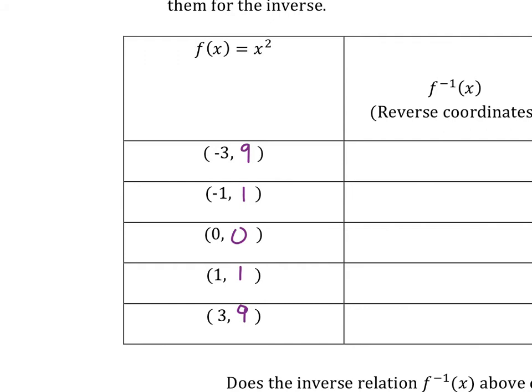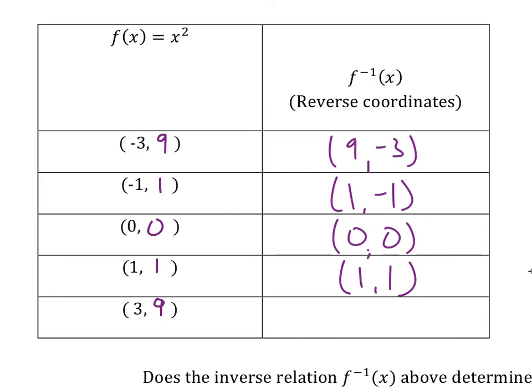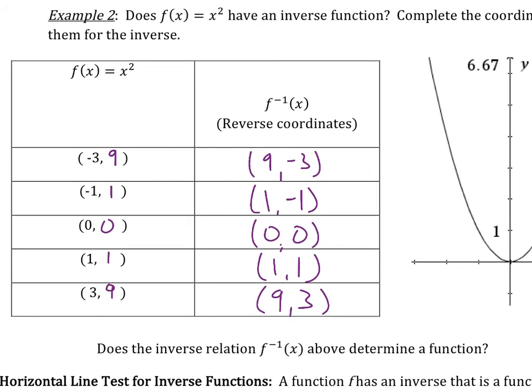Now, remember we said that f inverse just reverses the coordinates. That's what an inverse does. It takes the output, makes it an input, and the input an output. So this becomes 9, negative 3. We just reversed the x and the y coordinates here. If we reverse these coordinates, we get 1 comma negative 1. If we reverse these coordinates, you can't tell because they're both 0. Same thing here, you can't tell, they're both 1. Flip these coordinates around, you get 9, 3.